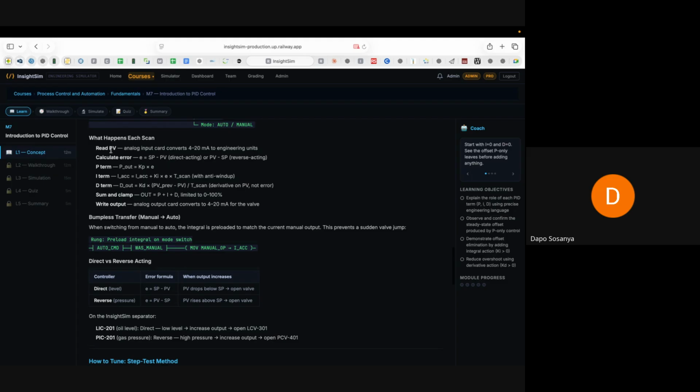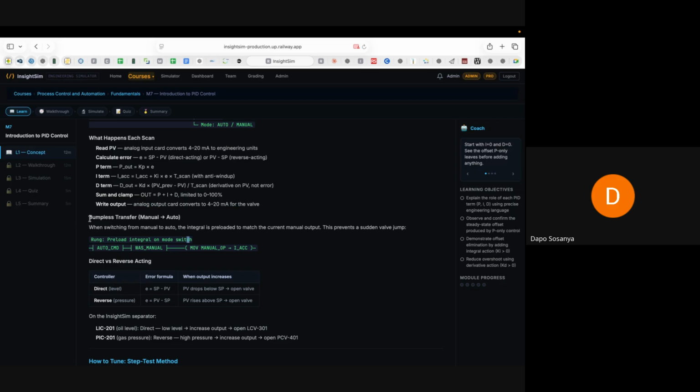So what happens each scan? You read the PV, you calculate your error, you implement your P term, the I term, the D term, then you sum, and then you clamp. That is, you limit your output, right? Limited to 0 to 100% or as calculated, and then you write output. Whatever value you arrive at, you send it out through your analog output card, as a 4 to 20 milliamp signal to the valve, right?